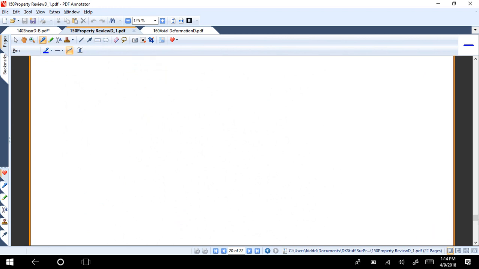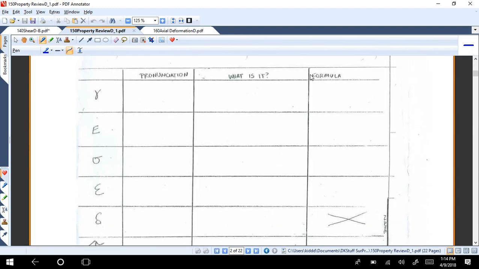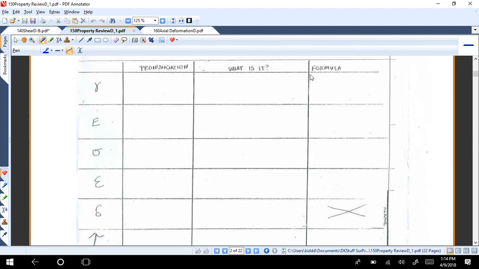Now the first thing I'm going to have you do, I'm going to get you some homework today that's going to be a property review. So I'm going to get you a sheet like that. It just has the different variables on the left, and it has the pronunciation, what is it, and a formula. So I'll have you fill that out for Wednesday, okay? I've got copies of it here, and for those of you online, it's in Moodle, under the homework handouts. I think it's called terminology or something like that.